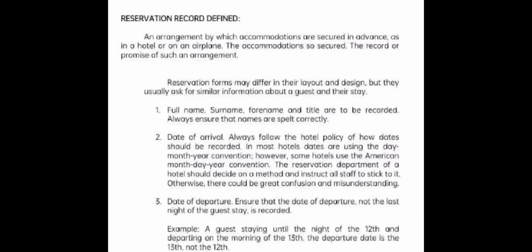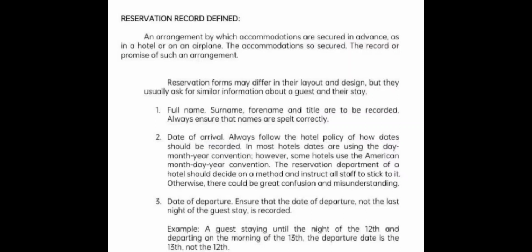Example number 1. Full name, surname, forename, and title are to be recorded. Always ensure that names are spelled correctly. So, before nato na pangayuan ilang names and information sa mga guests about sa ilaha, always jud nato i-check kung tama ba atong spelling sa ilang mga names.